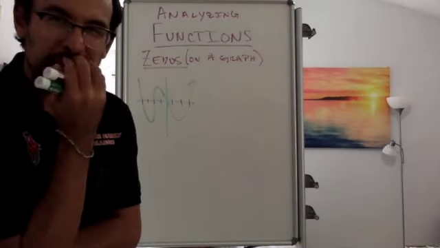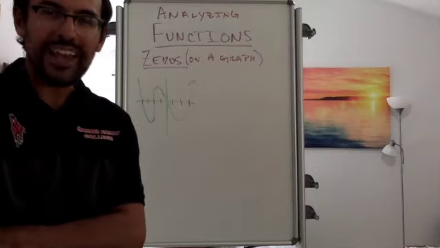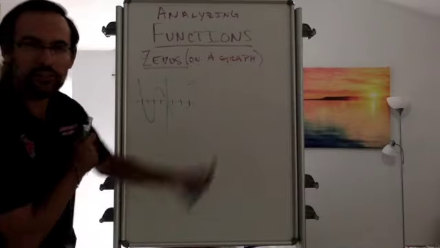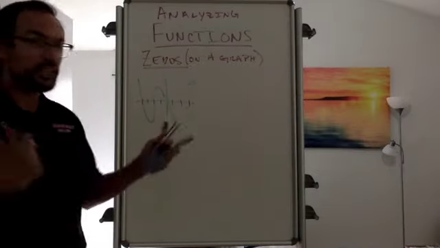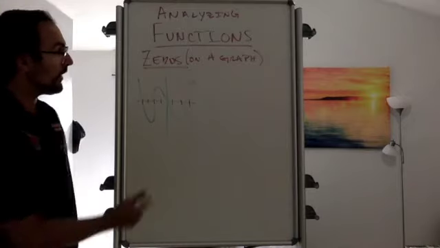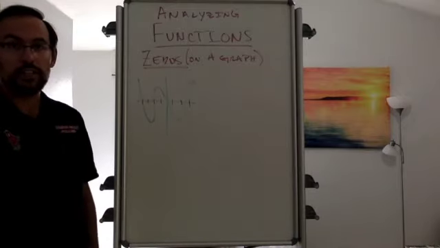Now, where is that? Well, what's another word for 0? X-intercept. And it makes sense because that's where my y value is 0. That's why we're setting the function equal to 0. So even if I don't know what this function is, which you don't yet, all you've got to do to find the zeros is see where they cross the x-axis.